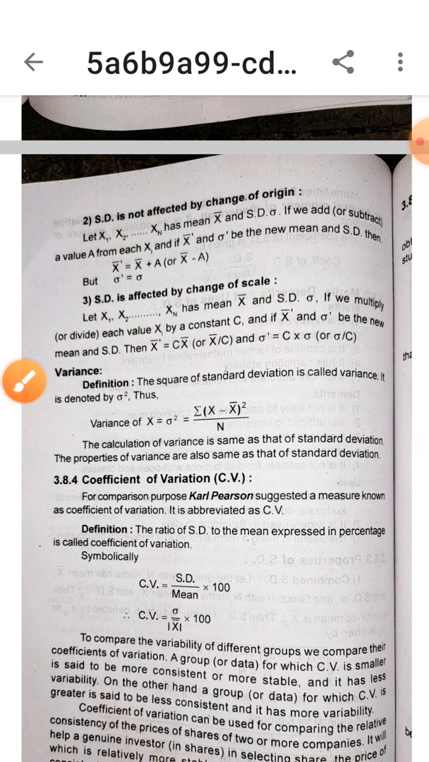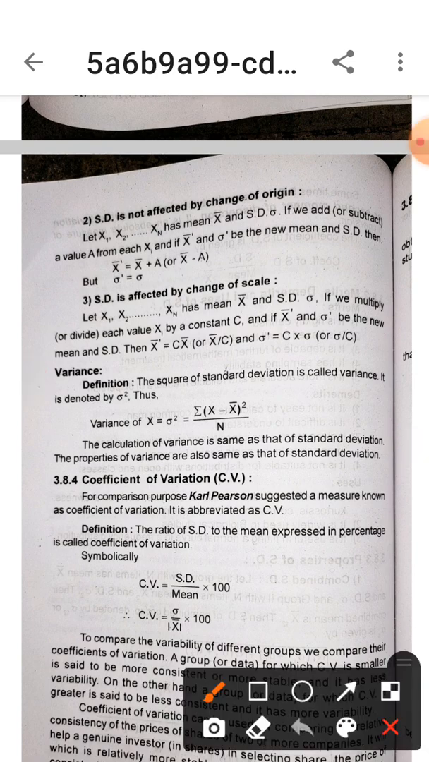Okay, so it is the second property. SD is not affected by change of origin. What is the meaning of change of origin? Change of origin is nothing but if we add or subtract a constant value, then the new SD will be the same as the old SD.